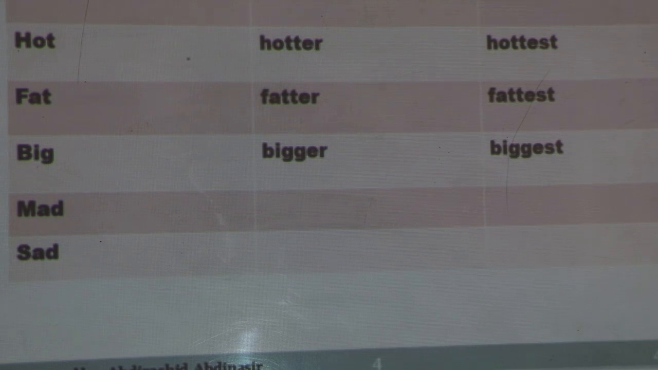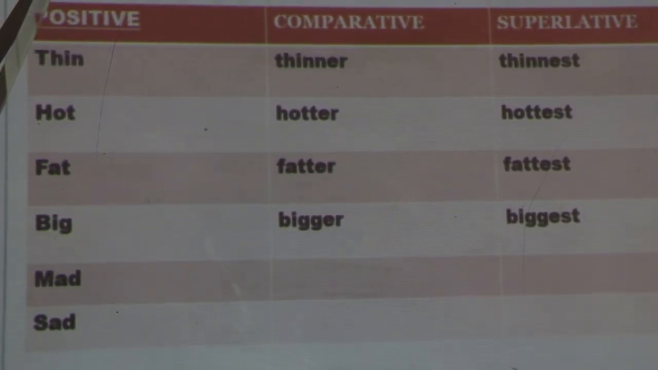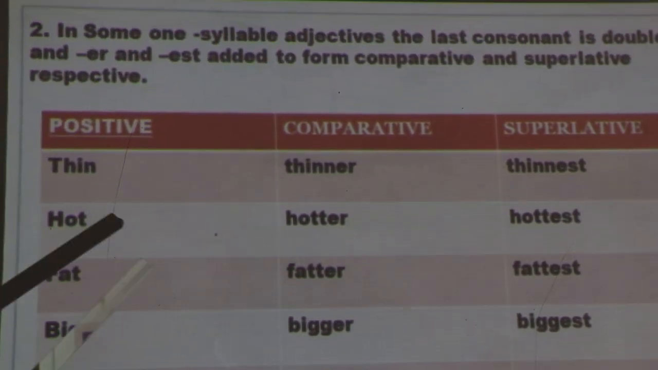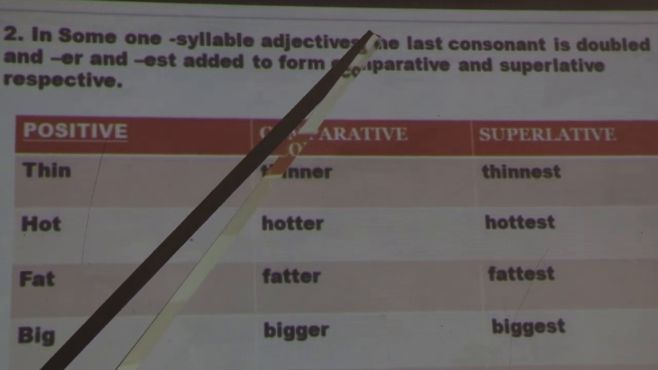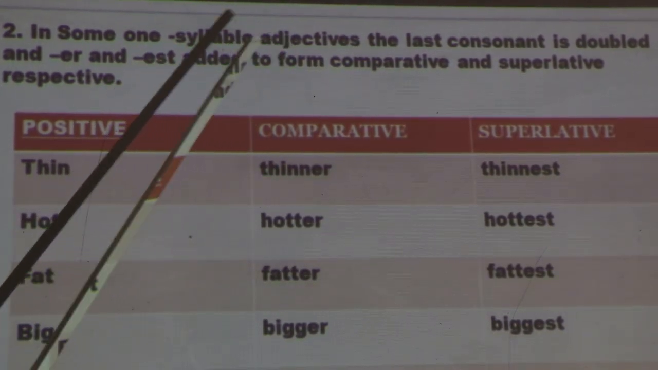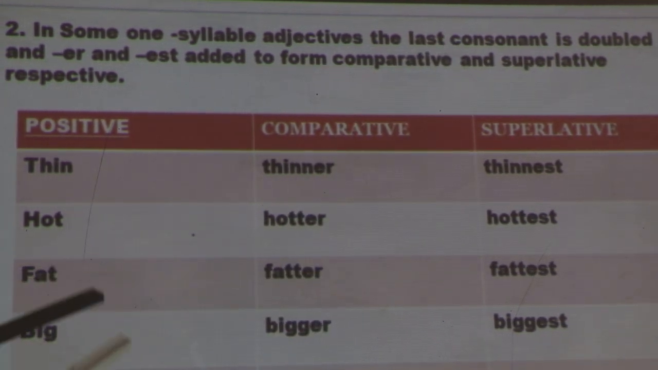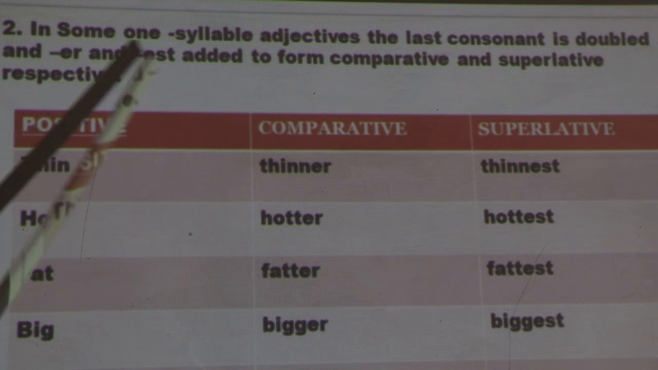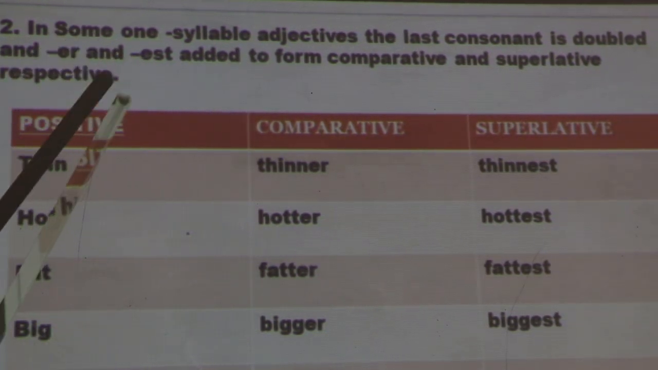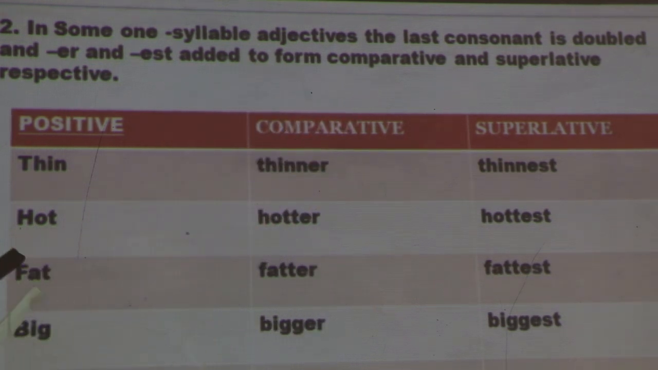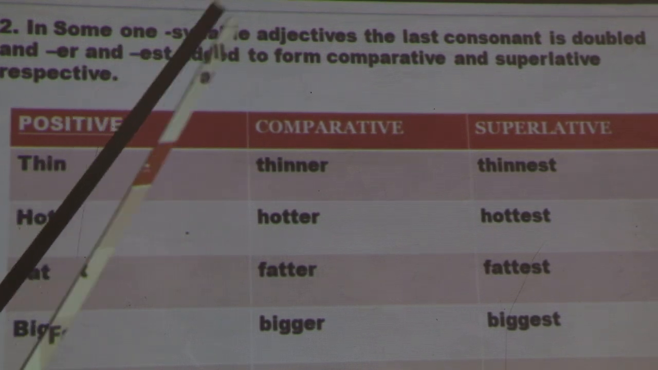Now let's go to the other slide. The other slide is the second rule. The second rule here is, in some one-syllable adjectives, the last consonant is doubled. Consonants, and I think you know what consonant means. The consonant is doubled, and ER and EST are added to form the comparative and superlative respectively. That means ER for comparative, EST for superlative.